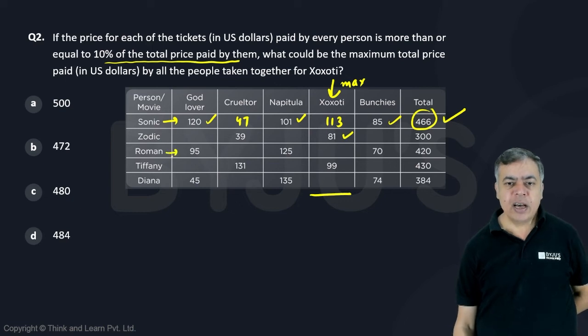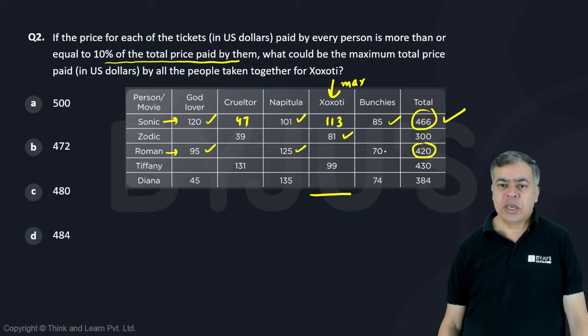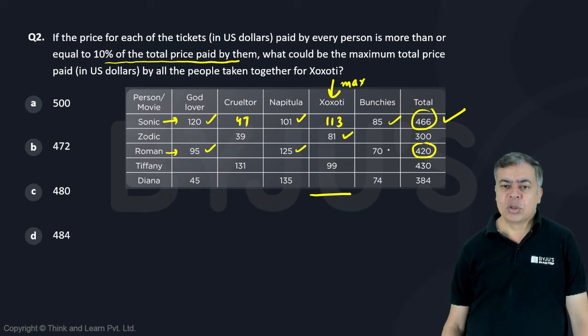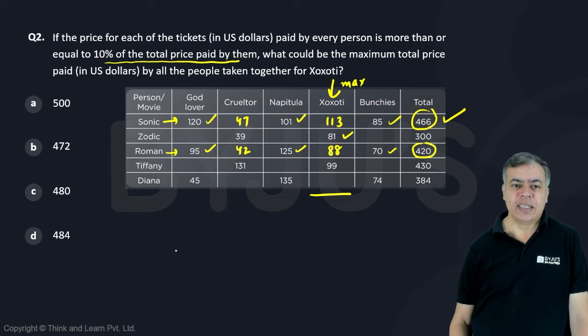For R, again I will do the same thing. Total is 420 and here 95 and 125, it becomes 220, and plus 70, so 290, 130 remaining. Here the minimum should be 42. So 130 minus 42, it should be 88, right? Maximizing X by minimizing C.